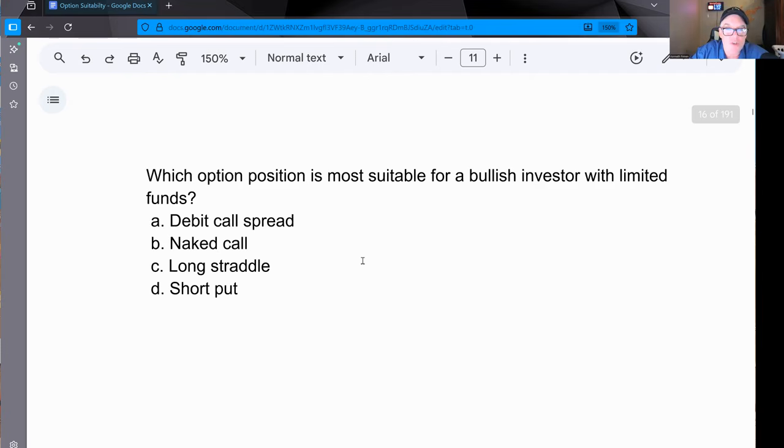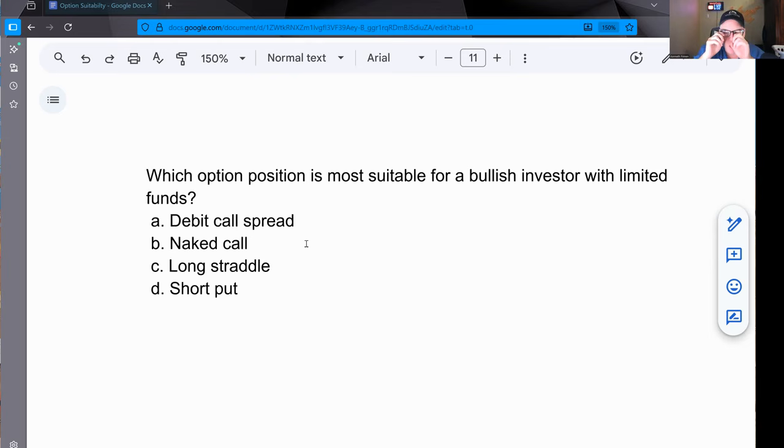Which option position is most suitable for a bullish investor with limited funds? They don't have a lot of money. So let's see. So naked call is bearish. A long straddle. Interesting. This is an interesting one. I like this one a lot. Let's think about this. Which option position is most suitable for a bullish investor? So it has to either be A or D, because short puts.